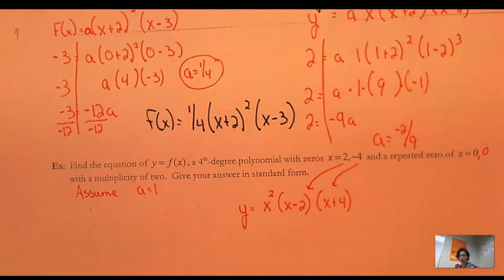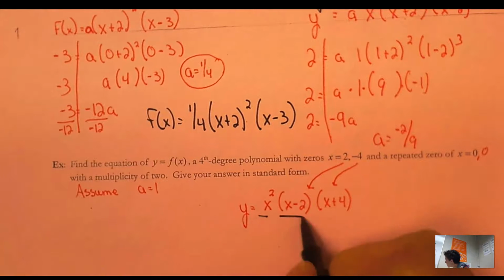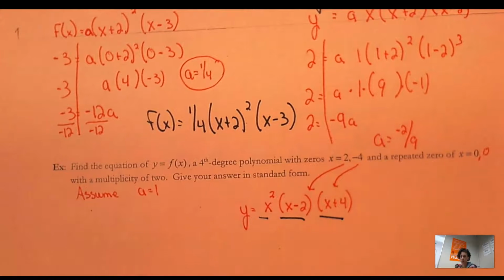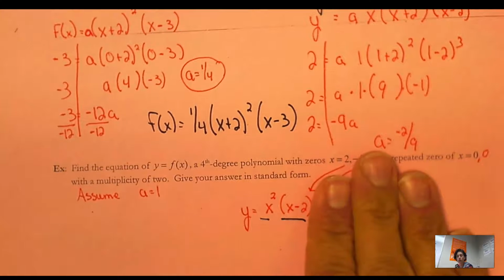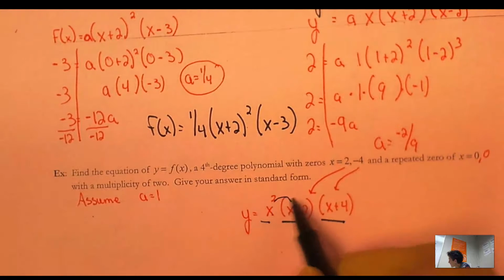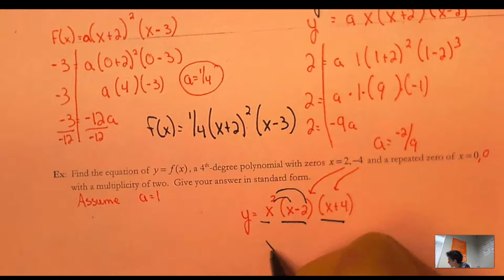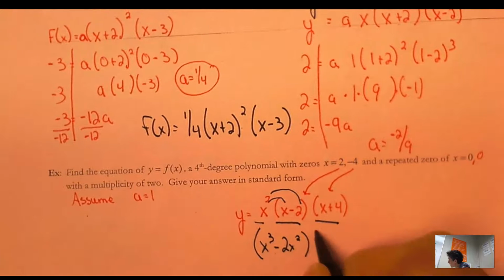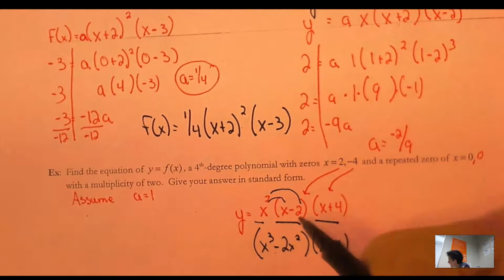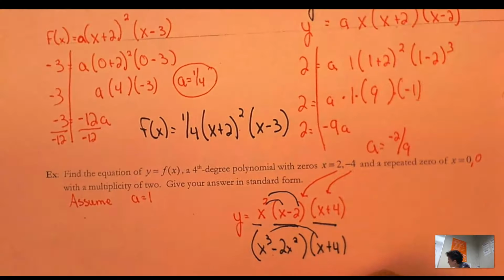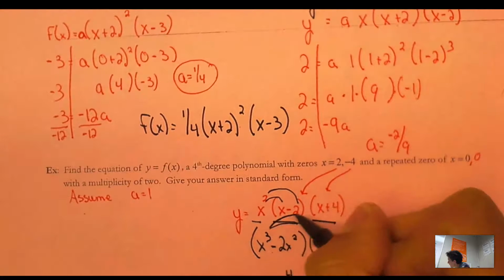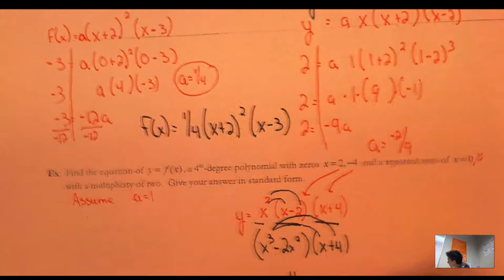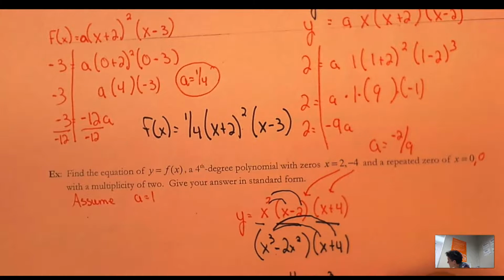To get in the standard form, I just need to have the neighbors meet. But I got to remember that there's 3 neighbors, 1, 2, and 3, and only 2 neighbors can meet at a time. So let's just say we start with the x squared and the x. So when those neighbors meet, I get x cubed minus 2x squared. And now that group can meet the x plus 4, and I'll have x cubed meet x for x to the 4th. I'll have x cubed and 4 make 4x cubed.